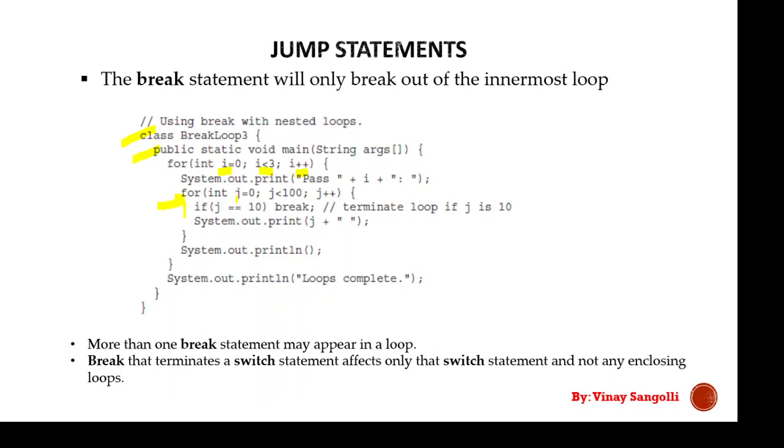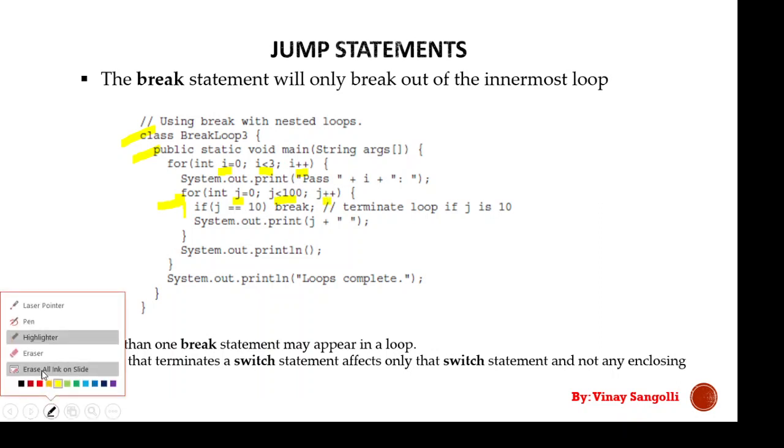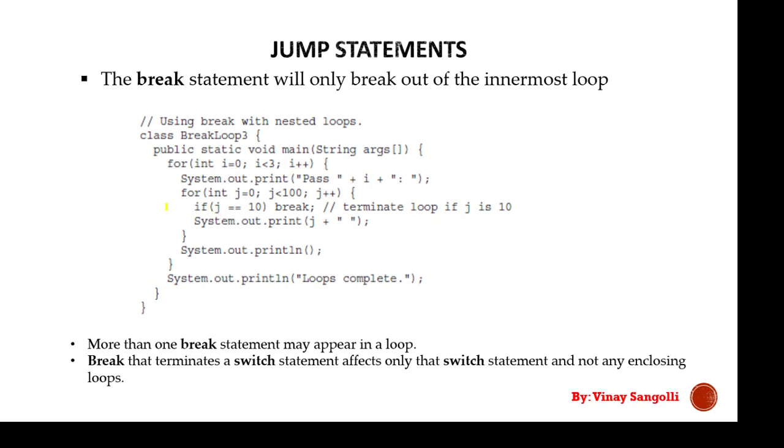Here the control variable is j, and it is running up till 100, incrementing one step at a time. If you observe very carefully here, friends, when the j value becomes 10, it will terminate this loop and come out. Come out of which loop? Only this j loop, not the outer loop. The outer loop execution continues.